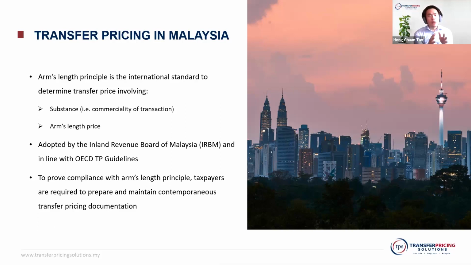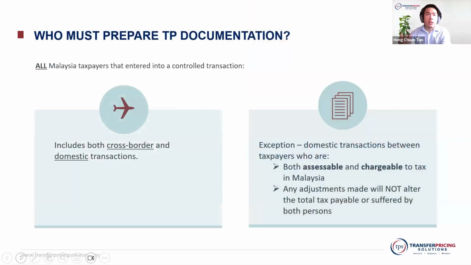Now, once we know this, the next slide will be looking at who is responsible for preparing TP documentation, right? When we look at TP in Malaysia, unfortunately, all Malaysian taxpayers that have entered into a controlled transaction. And here, when we talk about controlled transaction, a simple way to know whether you have a controlled transaction is, if you look at your audit accounts, right? Scroll down to note 17 to 20-ish, depending on your audit accounts, where you have a disclosure of significant related party transactions. If you have that section, it means that you are required to prepare TP documentation.